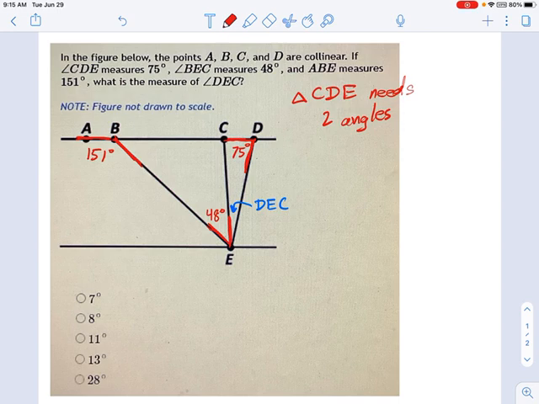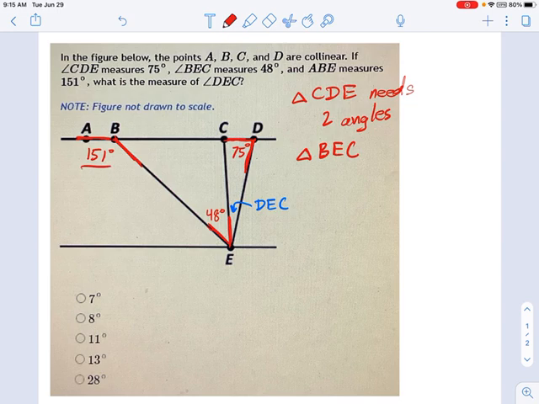I don't know, kind of tough. Maybe triangle BEC. I just need something. Once I figure out something, I can probably work my way through the rest of the problem. There's only one angle in this one. It's that 48 degrees. Okay, so what am I left with? Okay, 151 degrees. Right here. How can we use that?